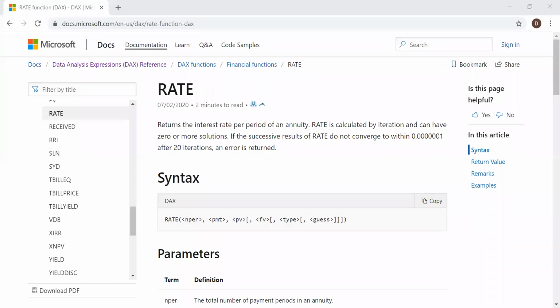Here we have the definition and the syntax. Returns the interest rate per period of an annuity. So what is an annuity? Annuity is basically a fixed sum paid to someone over a period of time. To better understand, let's quickly go to Excel and with the help of an example, let's try to calculate rate.